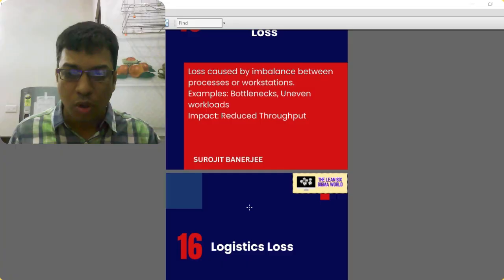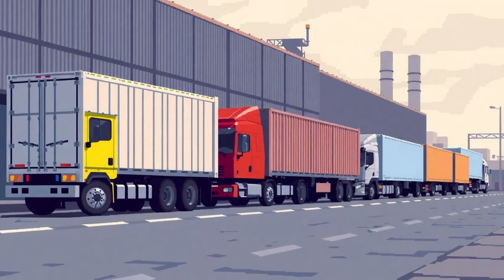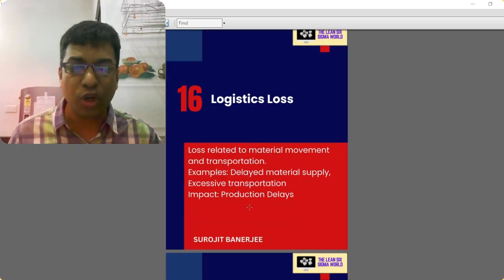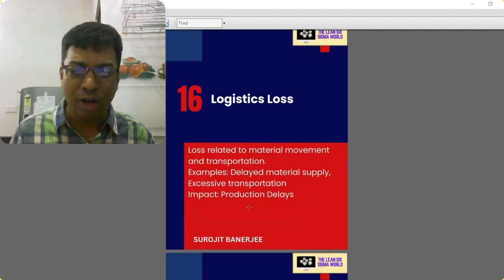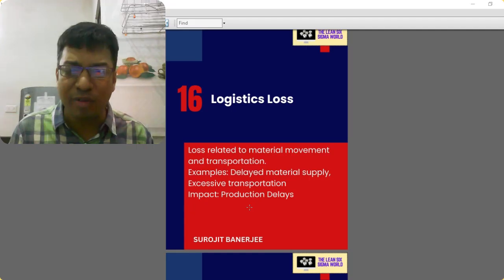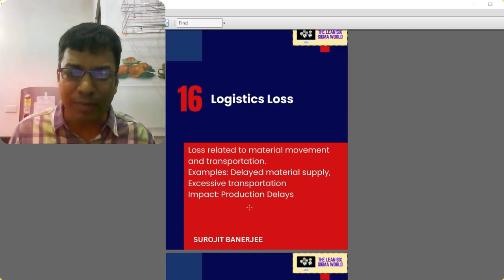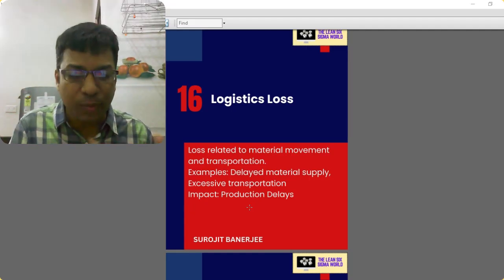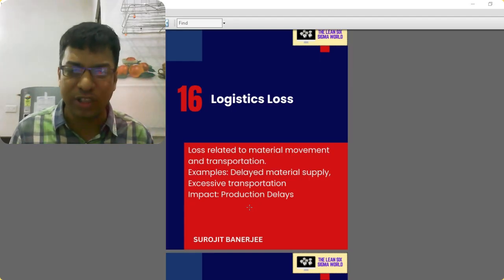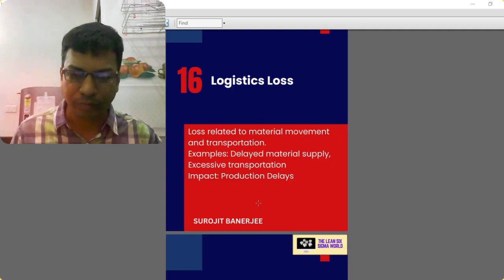Now I'm moving into logistics loss. This loss is related to material movement and transportation. Sometimes you will see that your machine is not being supplied with material from the store department because there is some delay in material supply. Excessive transportation also comes under logistics loss. The impact is production delays.